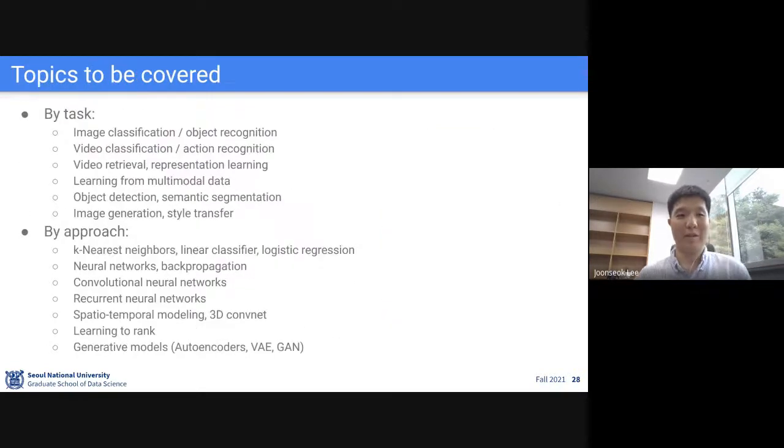Okay, let me continue. These are the topics to be covered in this course, and I will have more slides about these, so I'm going to skip this for now. Basically, we will cover image classification and video classification as the main topics. In the first half, we'll be covering mostly image classification, and the second half will be more about videos. We will also cover video retrieval and representation learning, which is my main project that I've done at Google, and learning from multimodal data, which is a combination of visual signals and other modes like text or audio, and more. We will also cover more advanced topics like object detection, semantic segmentation, image generation, style transfer and more. If you're not familiar with what these things mean, it's okay. I will show some examples at the end of today's class.